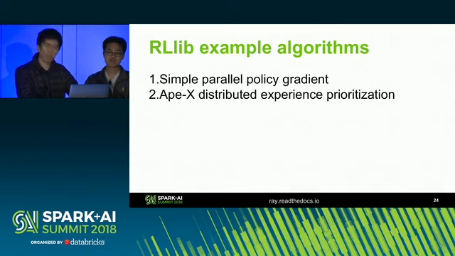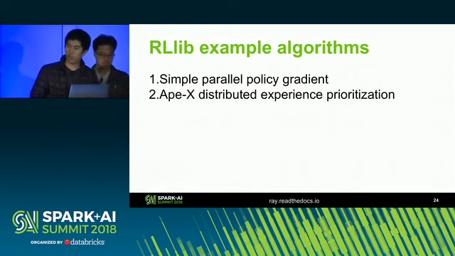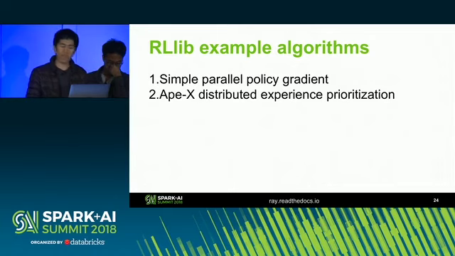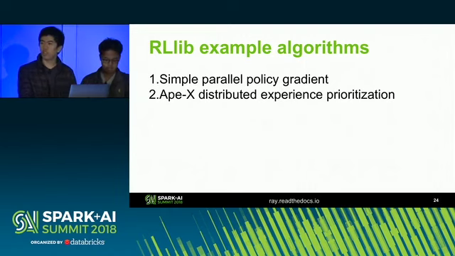And to provide some insight on how these RL algorithms work, in both a very simple setting and also the distributed setting, I'm going to walk through two simple examples in RLlib. First is policy gradient, which is an RL algorithm that can be implemented in just a couple lines of code. And second is the Ape-X distributed prioritization algorithm, which is a very simple idea around prioritizing experiences that you haven't seen before, but it can be tricky to implement in a distributed environment.